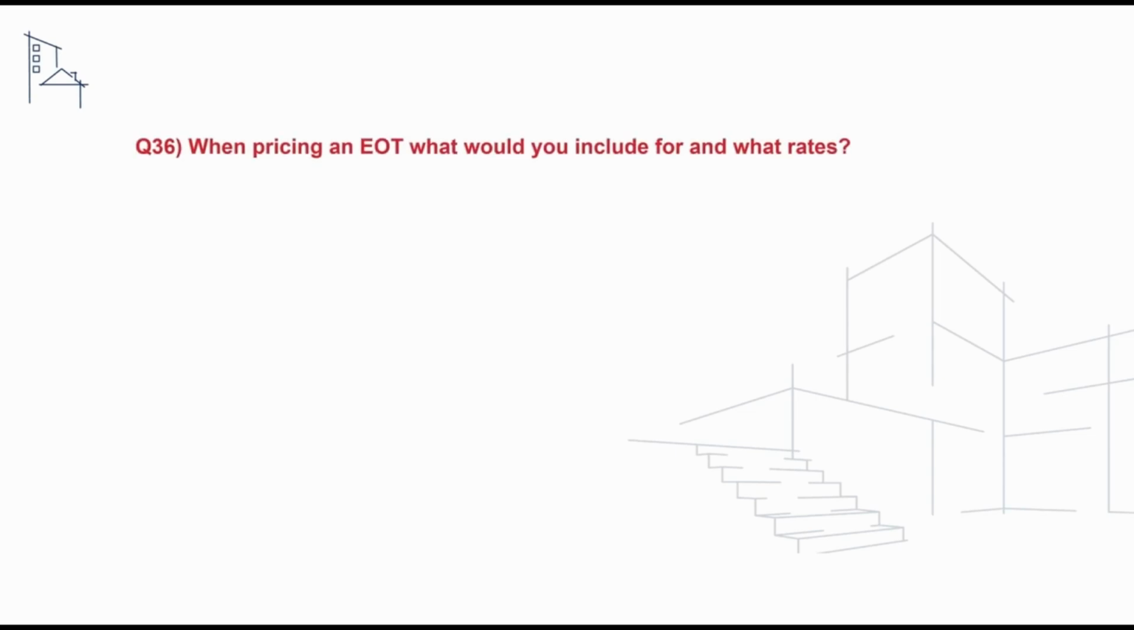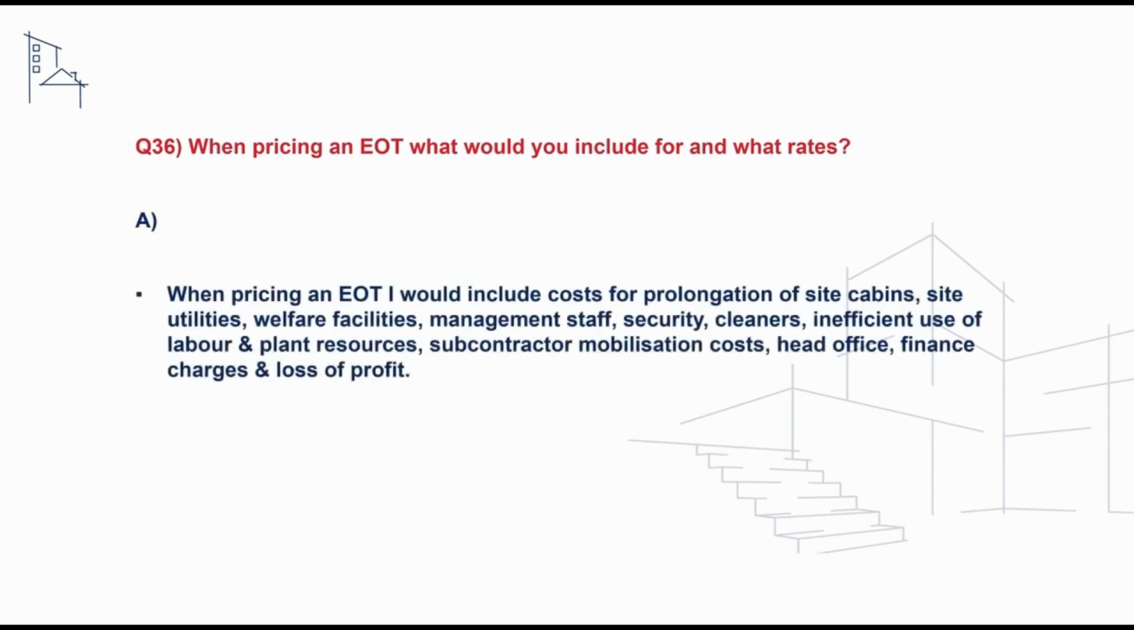When pricing an extension of time, what would you include for and what rates would you base this on? And to address this, we need to say that when pricing an extension of time, I would include costs for prolongation of site cabins, site utilities, welfare facilities, management, security, cleaners, and inefficient use of labour and plant resources, subcontractor mobilisation costs, head office, finance, and loss of profit.